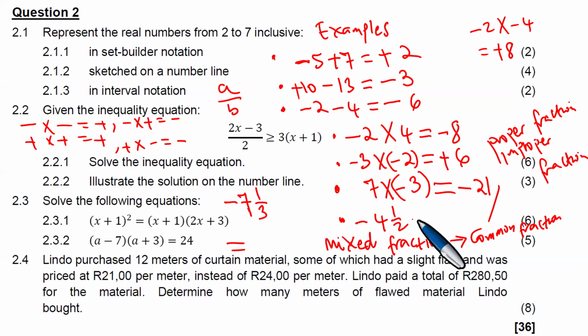So if there's a sign there, it remains. But the 4 times, you multiply this with this. 4 times 2 gives you 8, plus 1. It's 9. It's 9 out of 2. Which means that minus 4.5 is minus 9 out of 2.